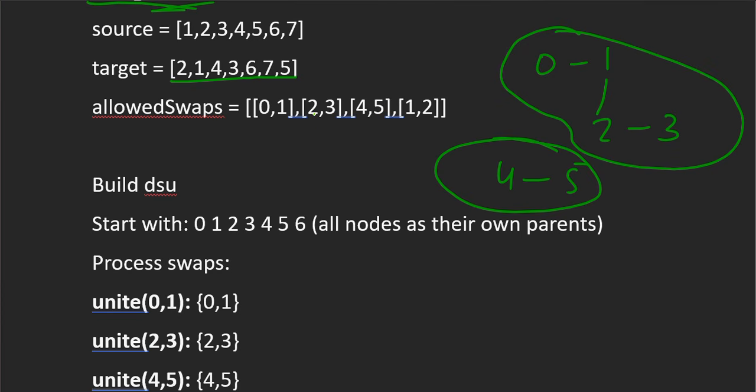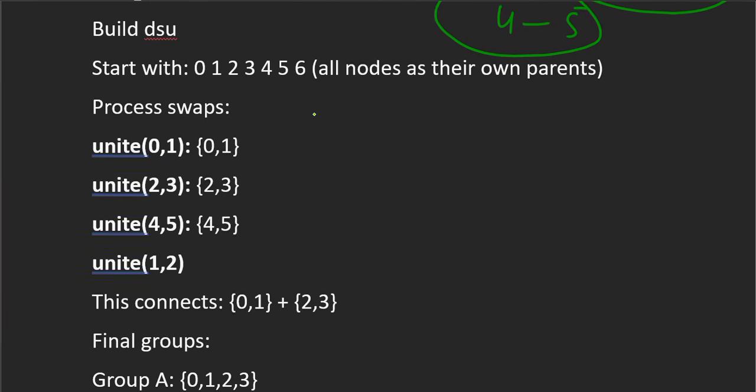First of all, we'll build our disjoint union set. Initially we start with all nodes as their own parents: 0 is the parent of itself, 1 is the parent of itself, and so on. Then we process the swap array. In the swap array, 0 is connected to 1, so we unite 0 and 1, then we unite 2 and 3, then we unite 4 and 5.